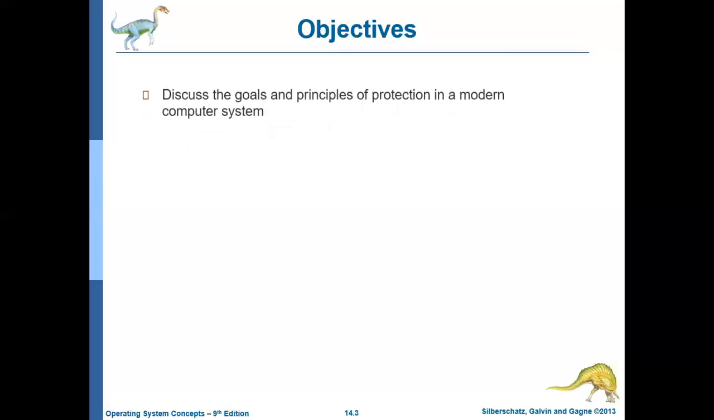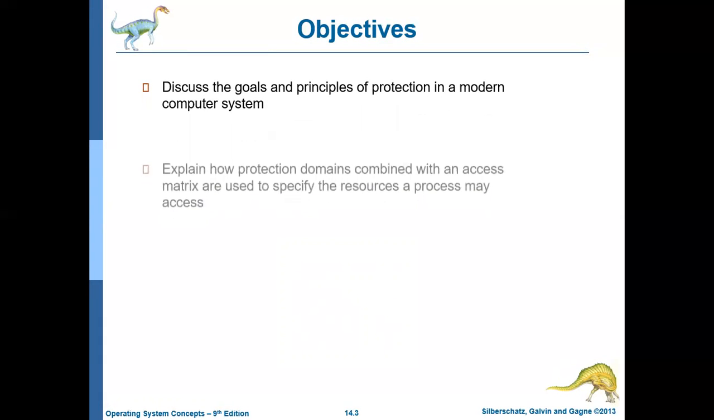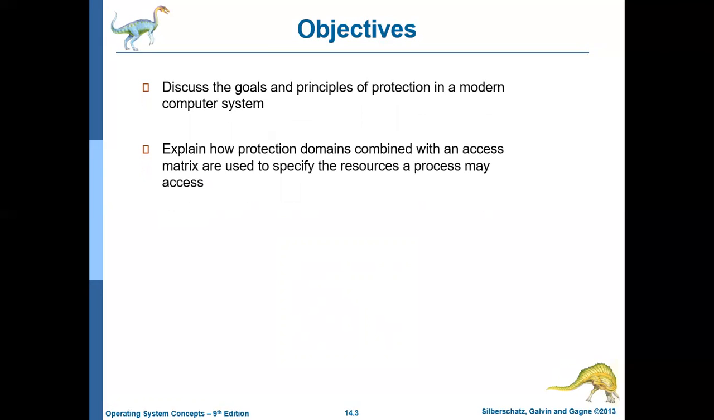The objective of this topic is to discuss the goals and principles of protection in a computer system, and also how protection can be ensured through access matrix. What are the various privileges that can be added or removed in an access matrix, and how access matrix can be implemented in a computer system. That's what we'll be discussing.